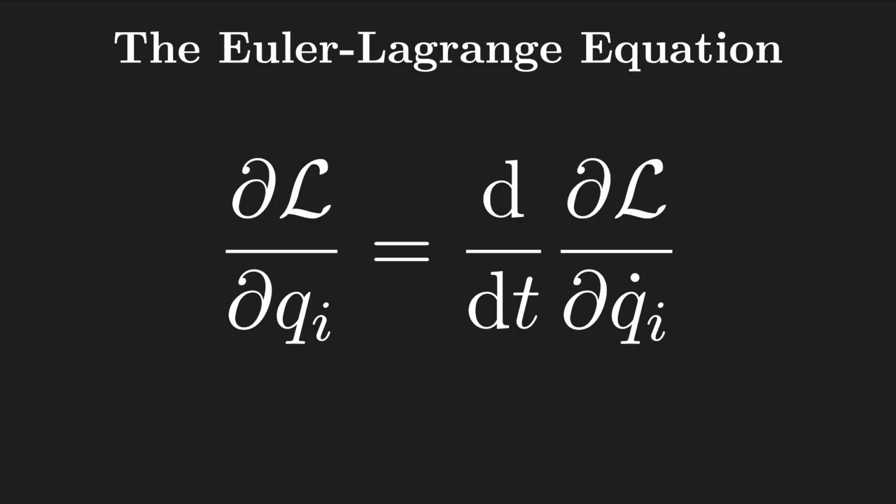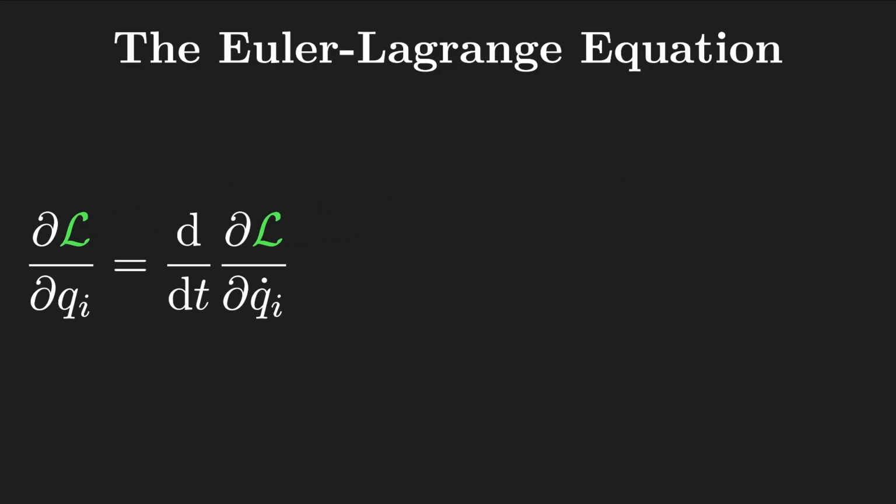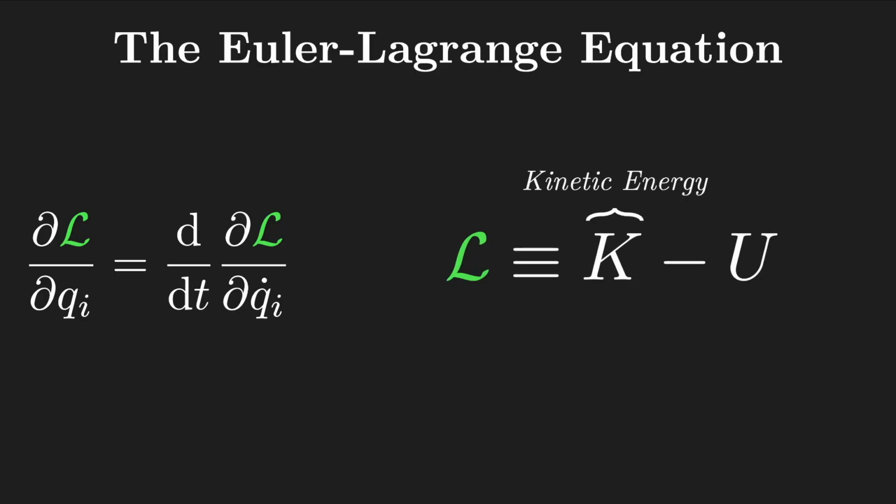Now, at first this equation might seem a little overwhelming. I mean, we've got a mixture of partial derivatives, standard derivatives, a funky L, and q's with dots. We'll break this equation down step by step, beginning with the Lagrangian, which is highlighted in green. Now, the Lagrangian is defined as follows. It's the kinetic energy minus the potential energy.